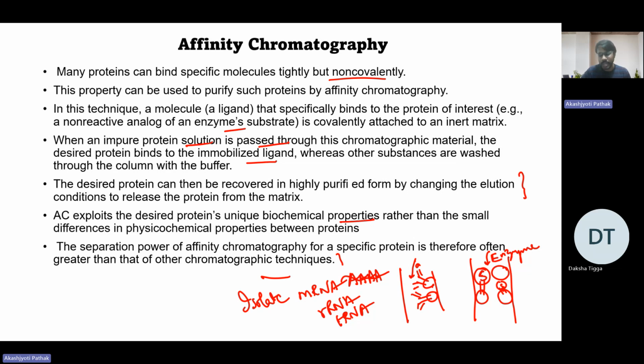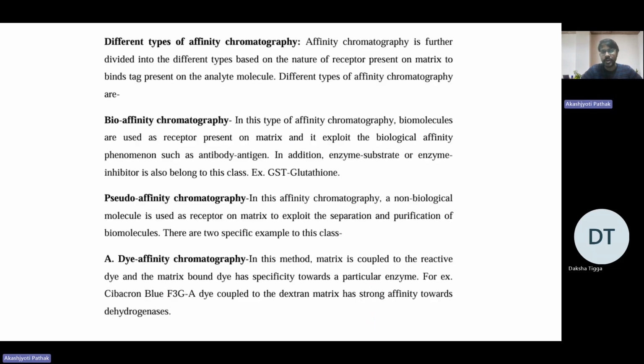But in other cases, you are utilizing the physico-chemical properties of the protein, isn't it? For example, the size of the protein. There can be proteins which have the same size as your protein. But the biochemical property of a protein is very unique. That is why separation by affinity chromatography is comparatively more efficient than other chromatography techniques.